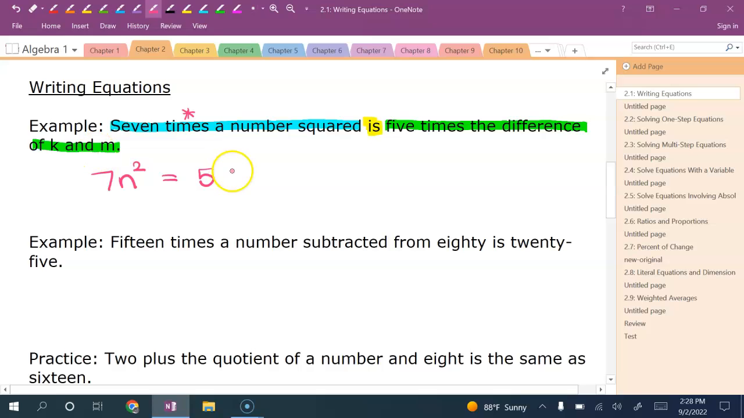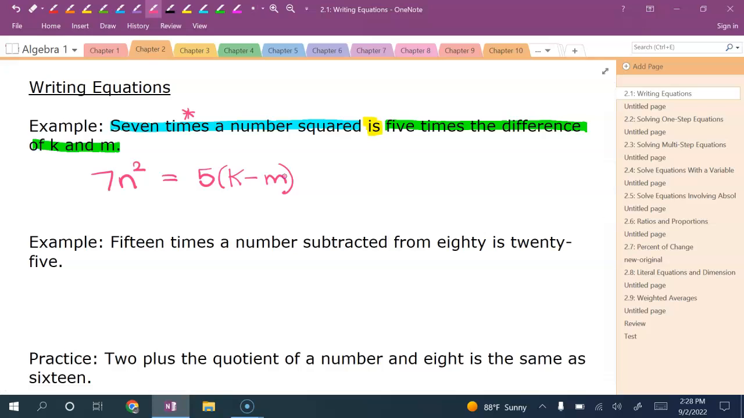So in order to make sure I do this the right way, if I actually needed to solve this problem, I'm going to put k minus m in parentheses next to that 5. That way I'm only subtracting those two terms. And 5, since it's sitting right next to the parentheses, that does still technically mean multiplication. So I would take 5 times that k minus m. And that would be your equation for that sentence.